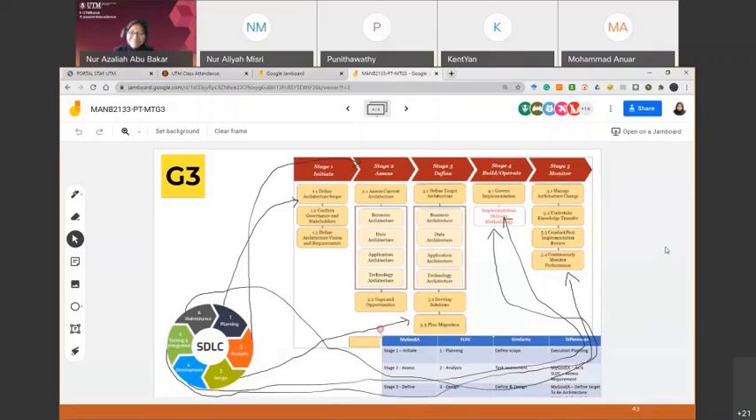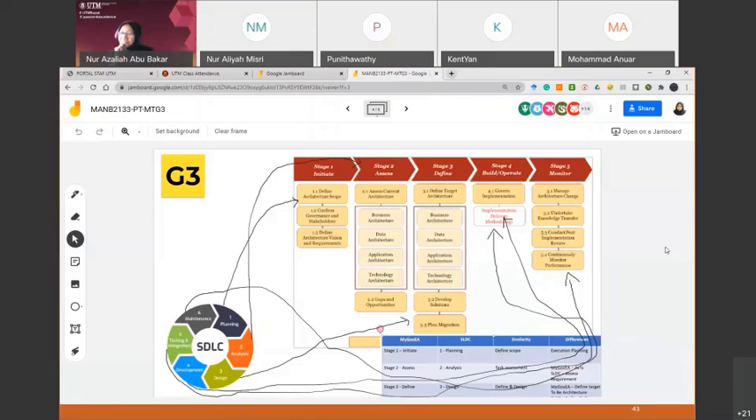Okay, so before I go further, you need to know what SDLC means. SDLC means software development life cycle. It's a model, a conceptual framework describing all activities in a software development project from planning to maintenance, right?